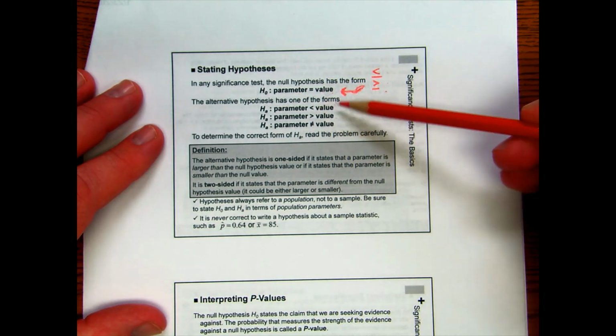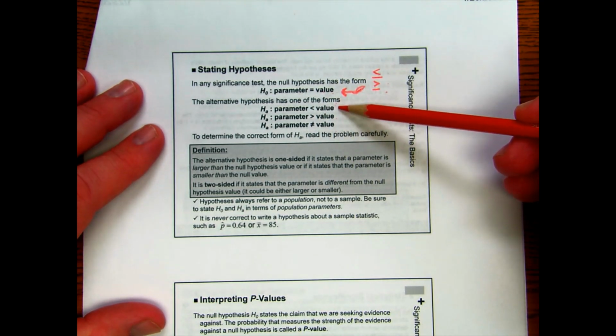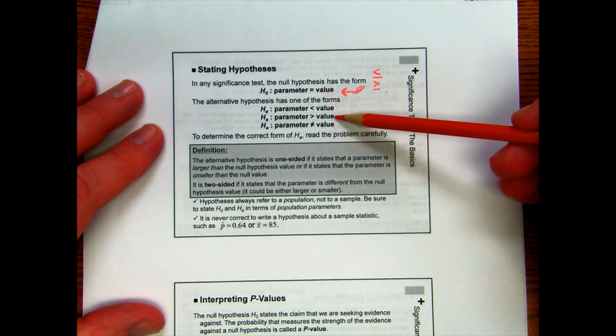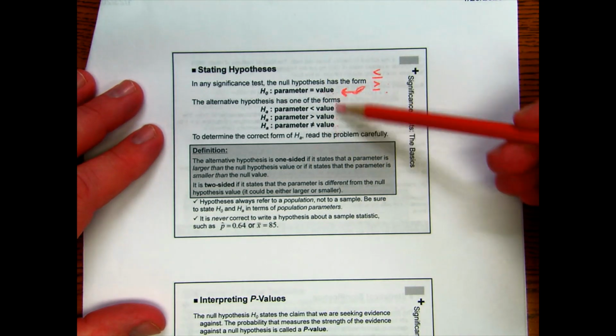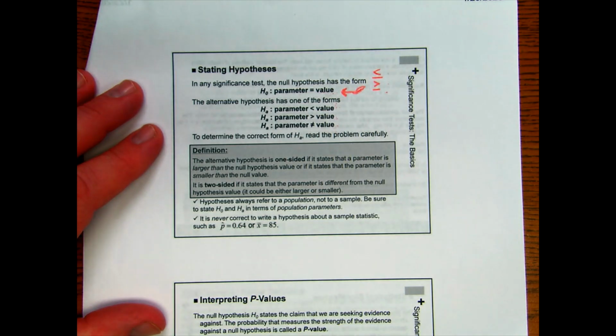If it's a less than, that would be referred to as a left-handed test, or left-tailed test would be another term that you would see. This is a right-handed or a right-tailed test, a non-directional or two-tailed test. Those are other acceptable phrases that you can use for those guys there.